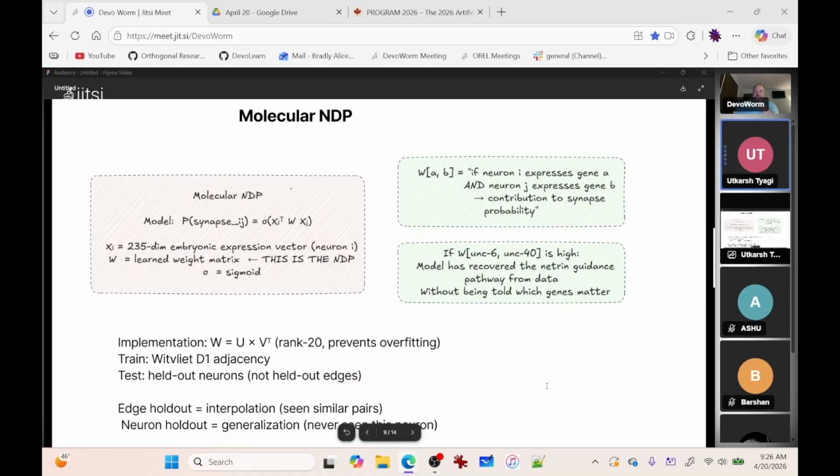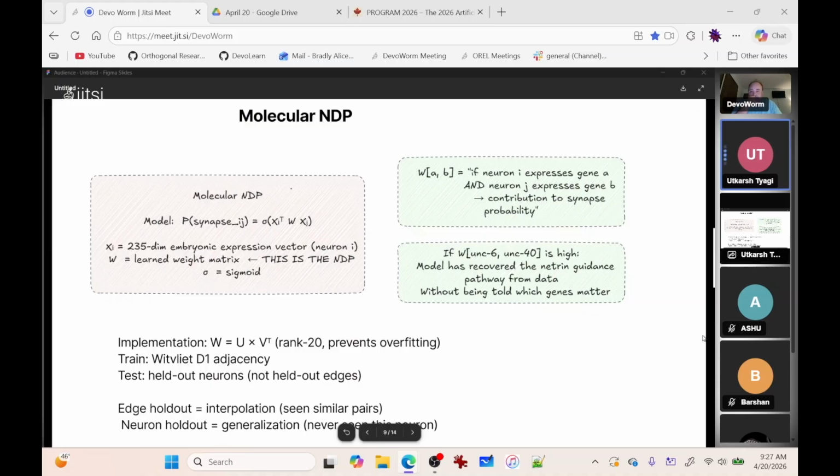And now to prevent overfitting, as you cannot fit a 235 by 235 matrix on 131 data points, I implemented W as a product of two low rank matrices, U times V transpose, where the rank is 20. This constrained the model to learn the 20 most important gene pair interaction axes.